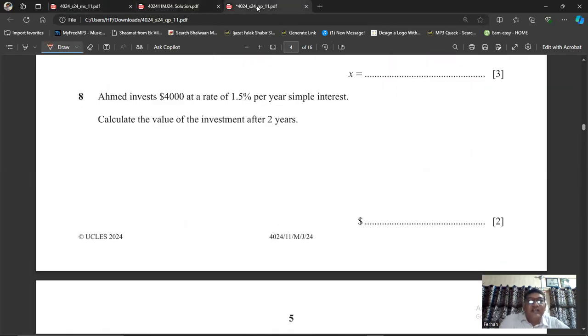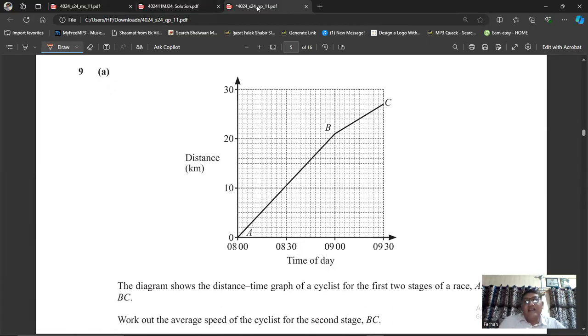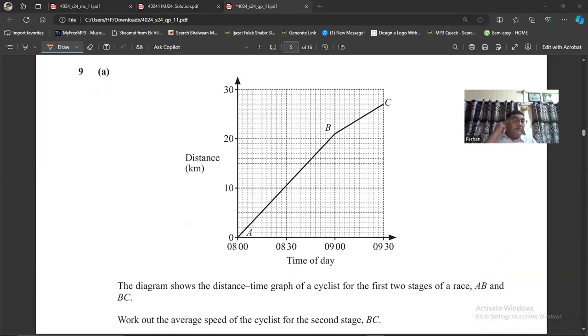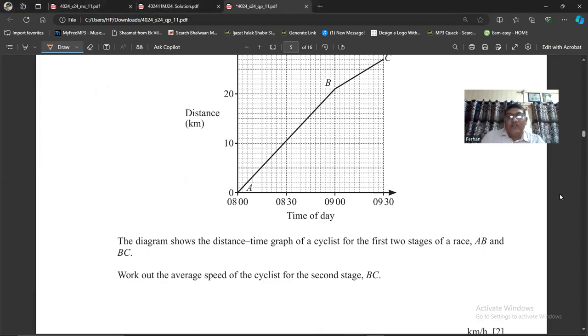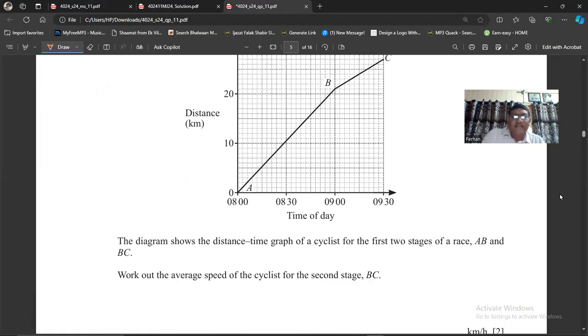So this is how we have done this. The next question is question number 9, coming up on your screen. Here we have, the diagram shows the distance time graph of a cyclist for the first 2 stages of a race, AB and BC. Work out the average speed of the cyclist for the second stage, BC. It's a 2 marks question. In kilometers per hour, we have to give the answer.